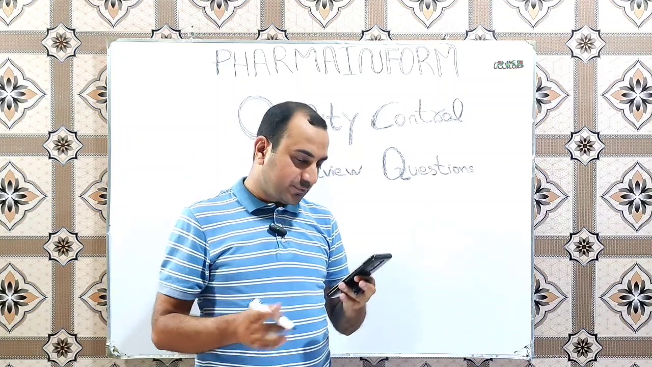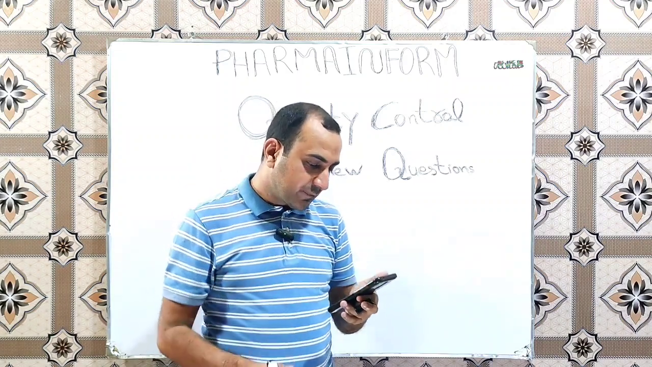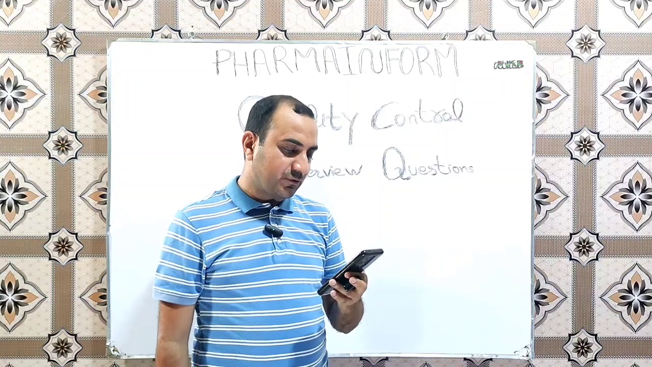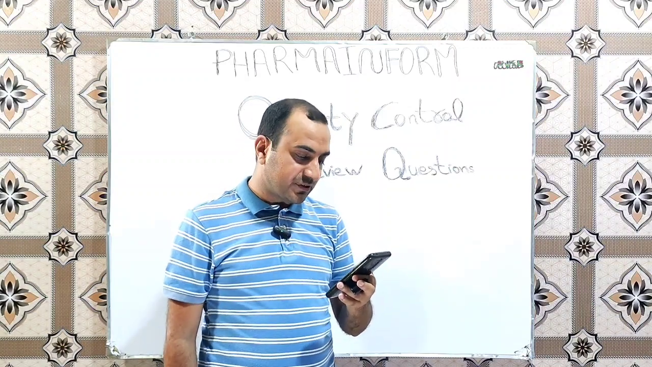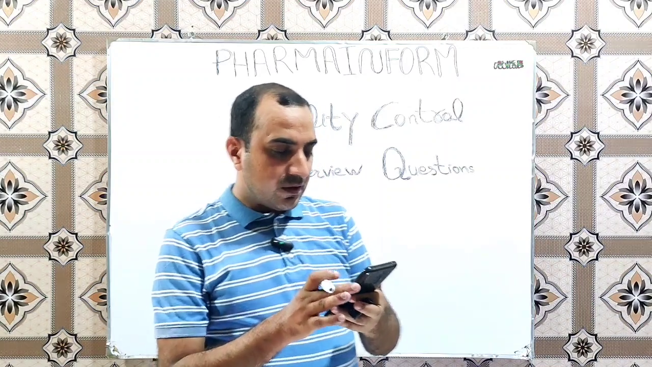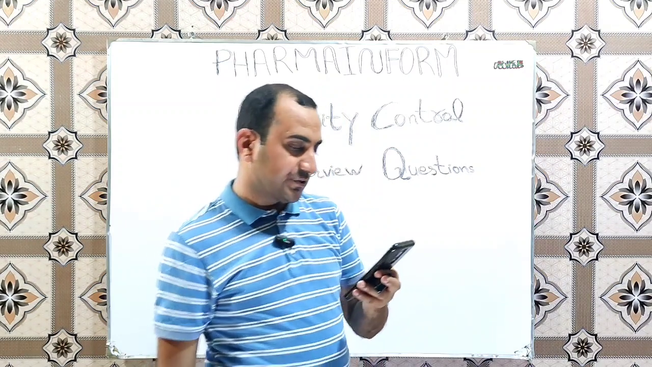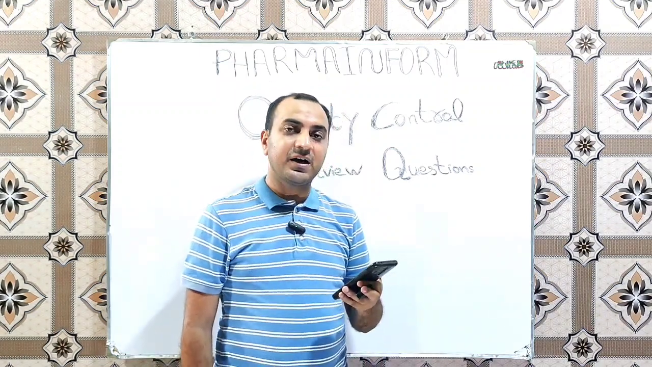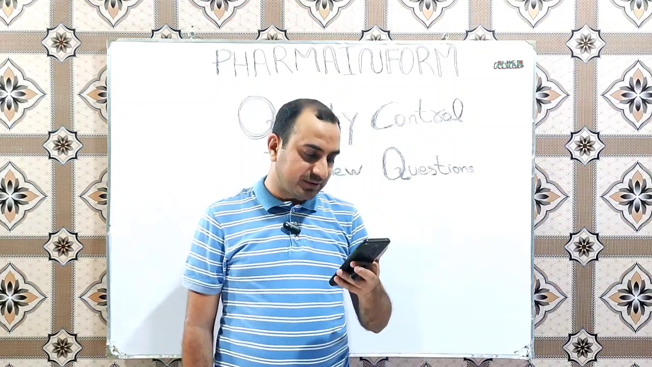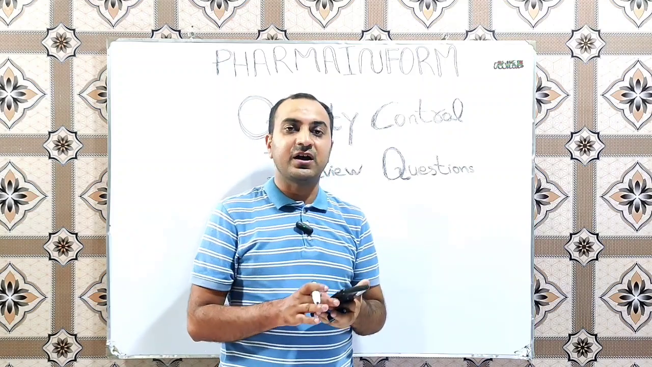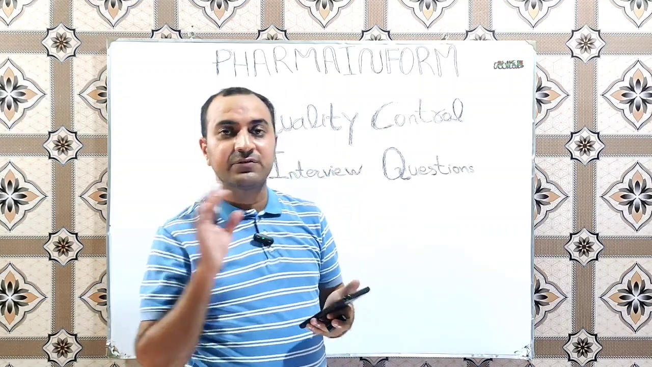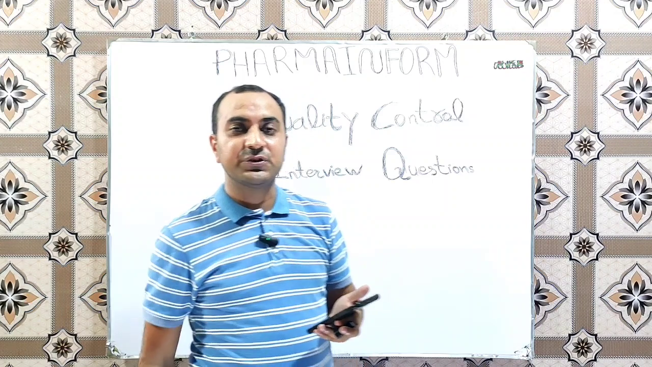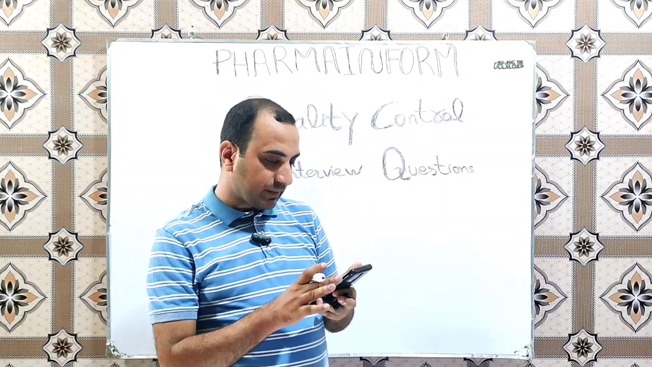What are the types of titration? Acid-base titration, complexometric titration, redox titration, precipitation titration. Which indicators are used in complexometric titration? Starch and EDTA. It is a very important question which is asked.